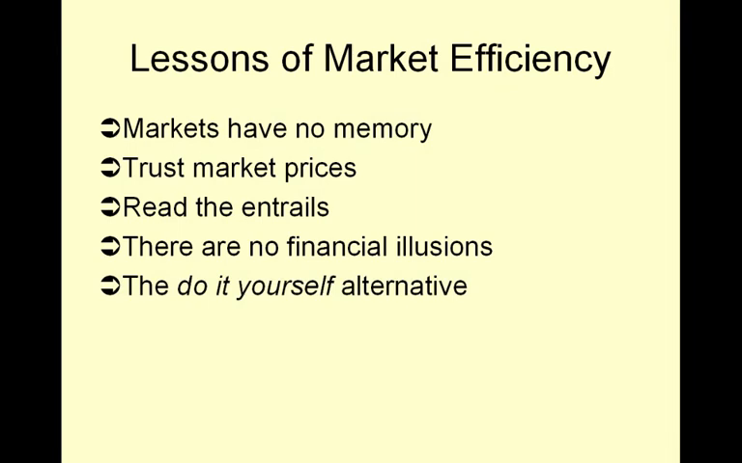Lesson 5. The do-it-yourself alternative. Investors will not pay firms to do what they can do themselves more cheaply. Investors can diversify their holdings by themselves. They don't need the firm to diversify for them, unless the firm can do it more cheaply or to special advantage.